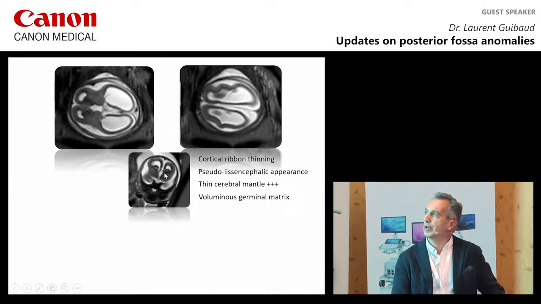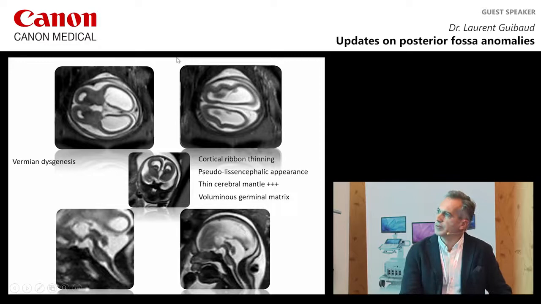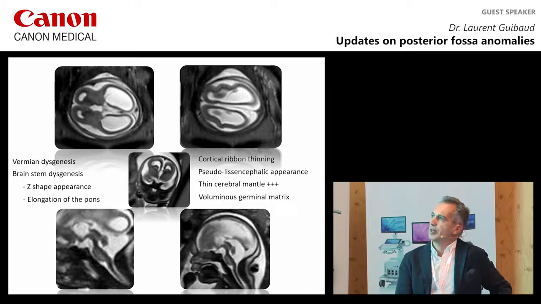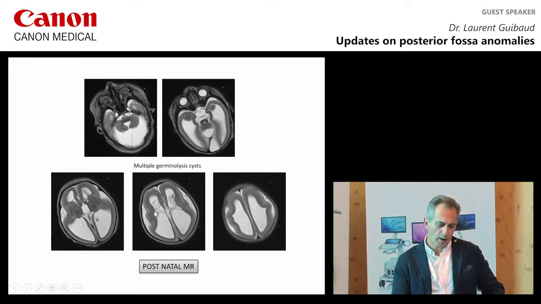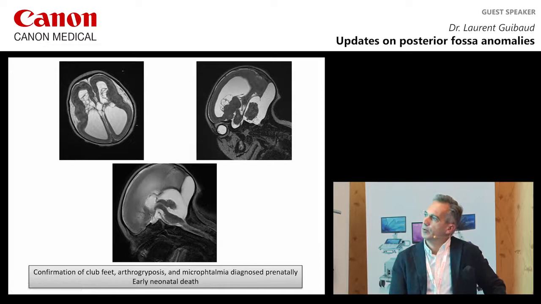If you look at the posterior fossa, there is vermian dysgenesis and a brainstem dysgenesis with a Z-shaped appearance and a typical elongation of the pons here. It's too long compared to normal. This is the posterior MR. On the posterior MR, there is, in fact, some cyst within the germinal matrix, these multiple germinal cysts. And look at the pons, it's very abnormal.